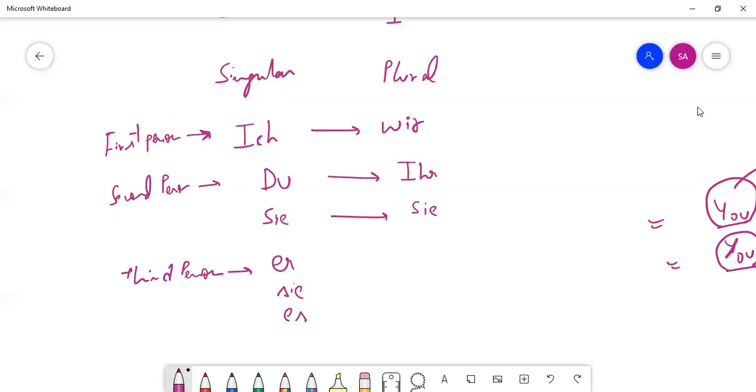R is used for he, right? Z is to be used for she. S is to be used for neutral, it. That's right. And going ahead, the plural form is simply Z.